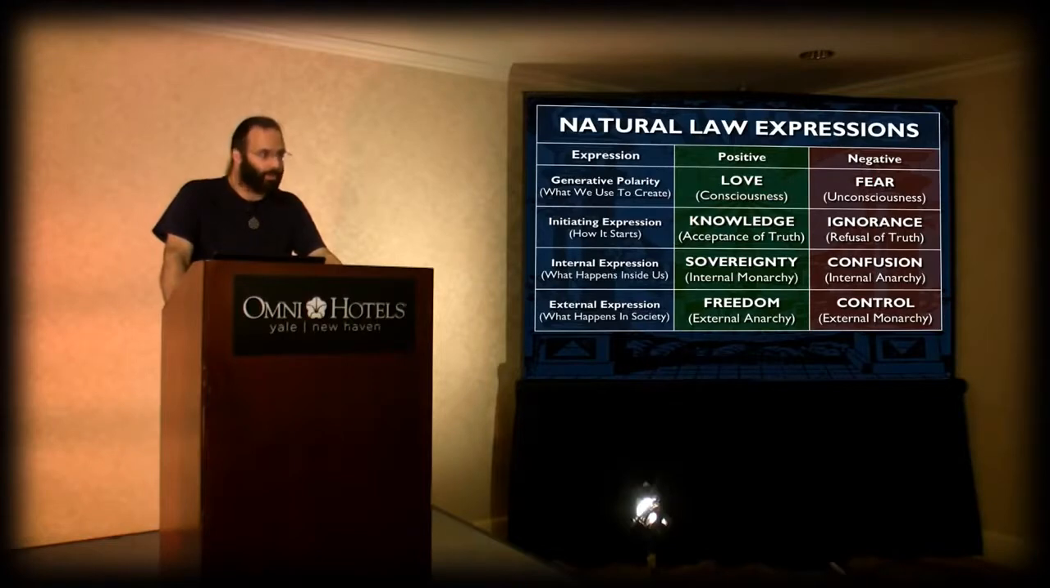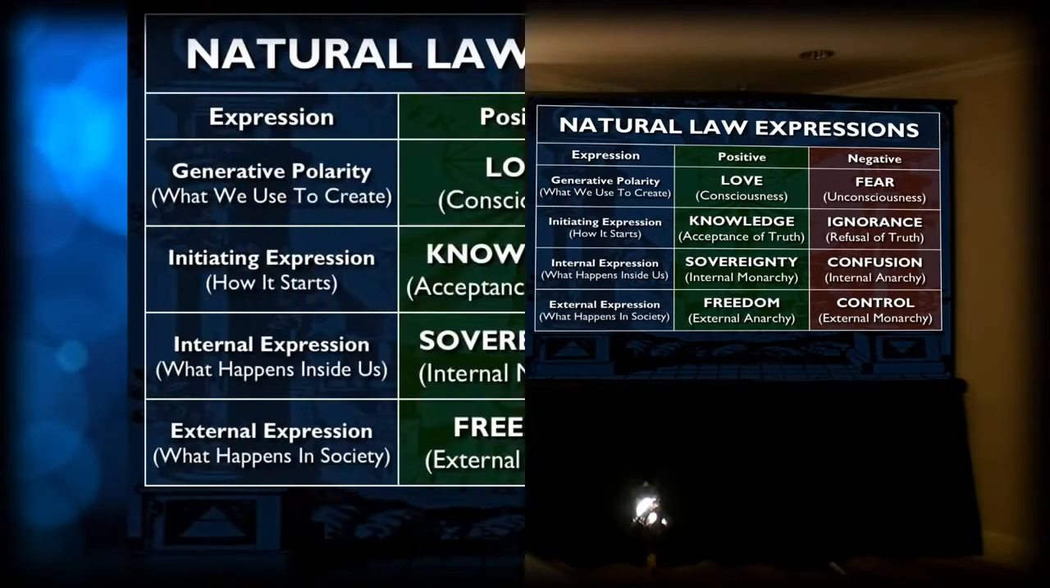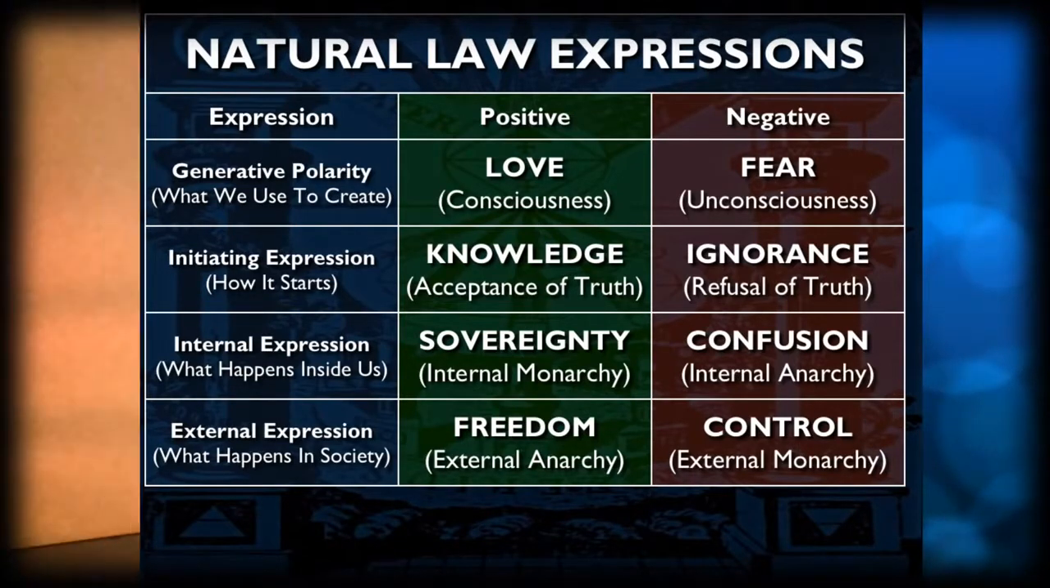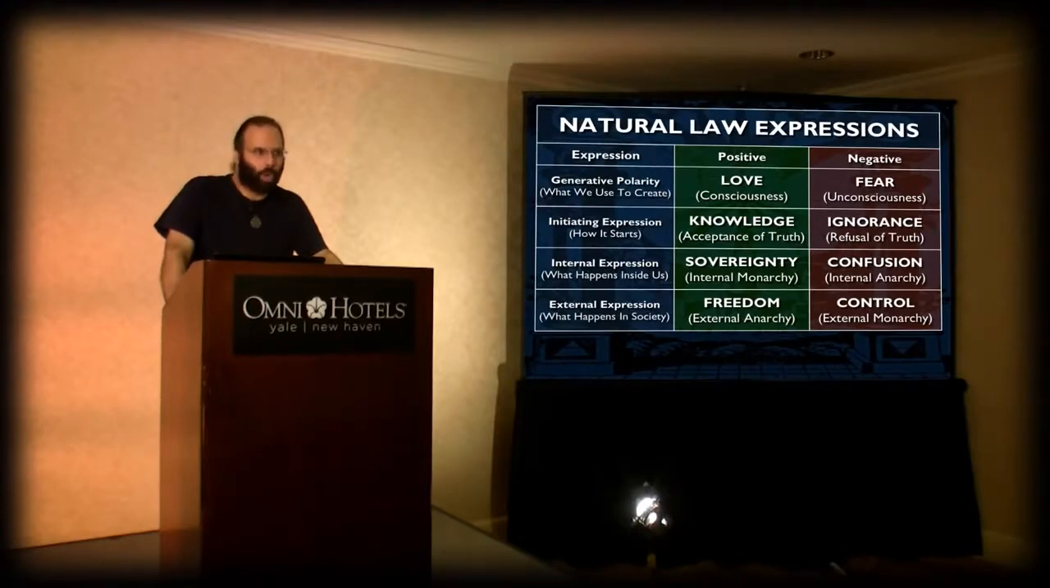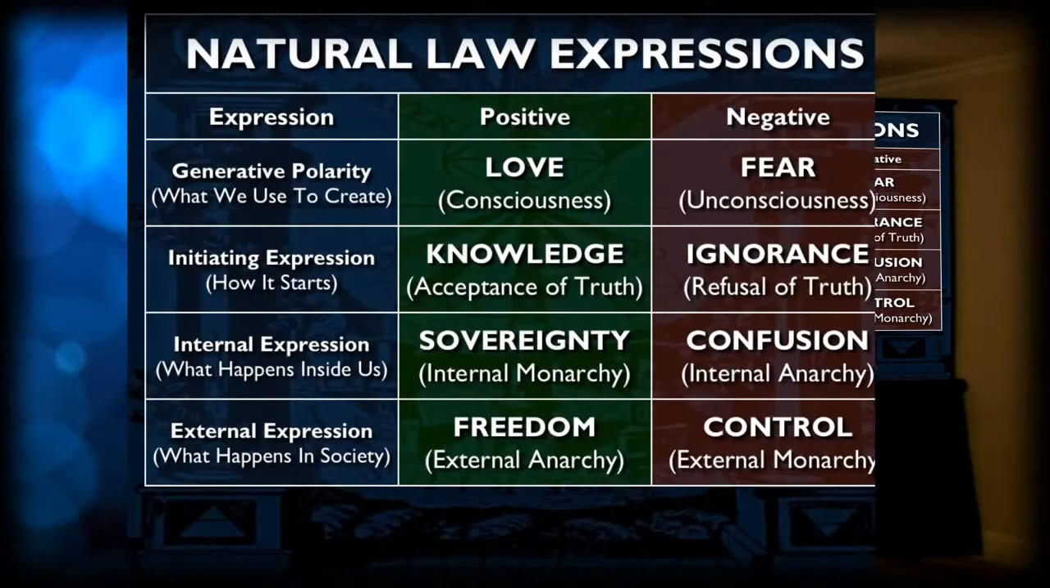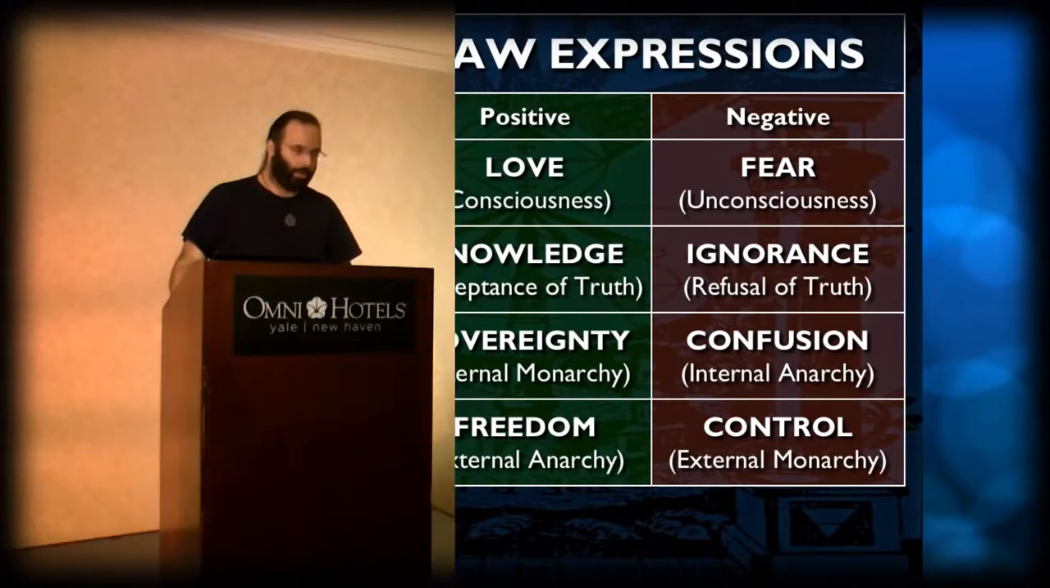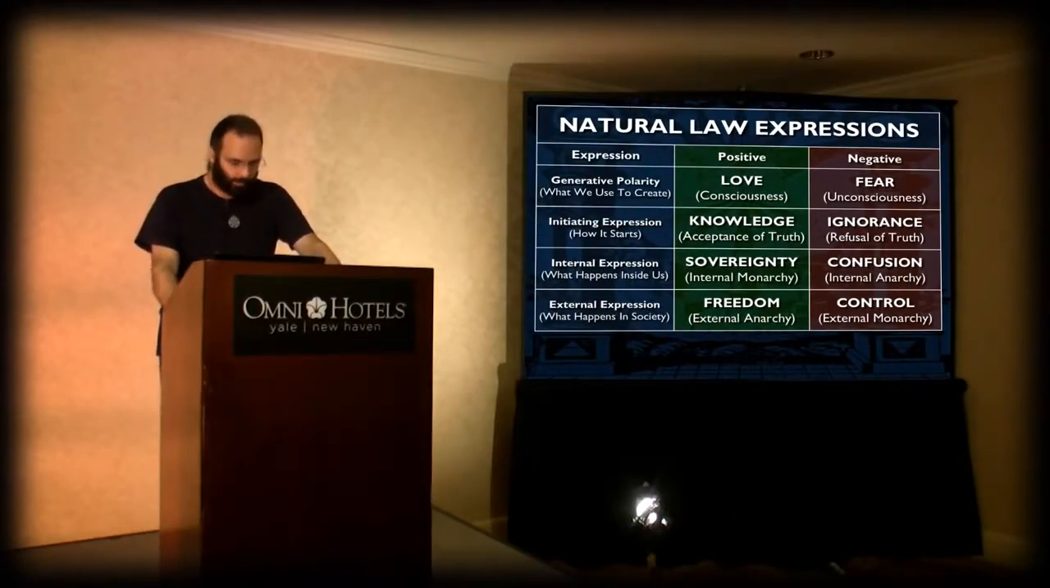Okay, so that's the positive external expression, what happens in society. Now, there's a negative external expression, and you can call it multiple things. You can call it totalitarianism. You could call it slavery. I term it simply control, externally imposed control. Okay, it doesn't mean, you know, self-control. It means literally someone outside of your own being is trying to control you and own you. So yeah, a good way of looking at it would be slavery as well, because control leads to slavery. Control is what I call external monarchy, meaning there's a ruler from without that believes they do own you and wants to continue to own you as their subject or slave.